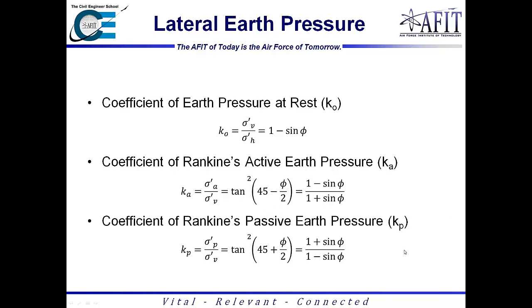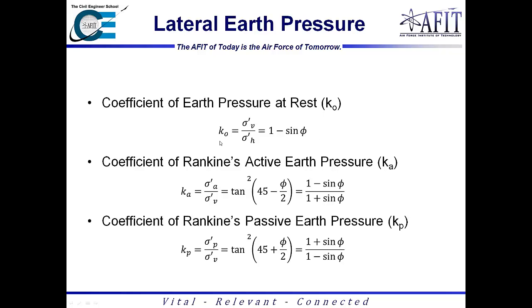So actually calculating lateral earth pressure requires the calculation of the coefficients. And so looking at lateral earth pressure at rest, we'll calculate K0, which becomes the effective horizontal stress over the effective vertical stress, which is roughly equivalent to 1 minus the sine of phi, or 1 minus the sine of the friction angle, is the other way you can look at it.